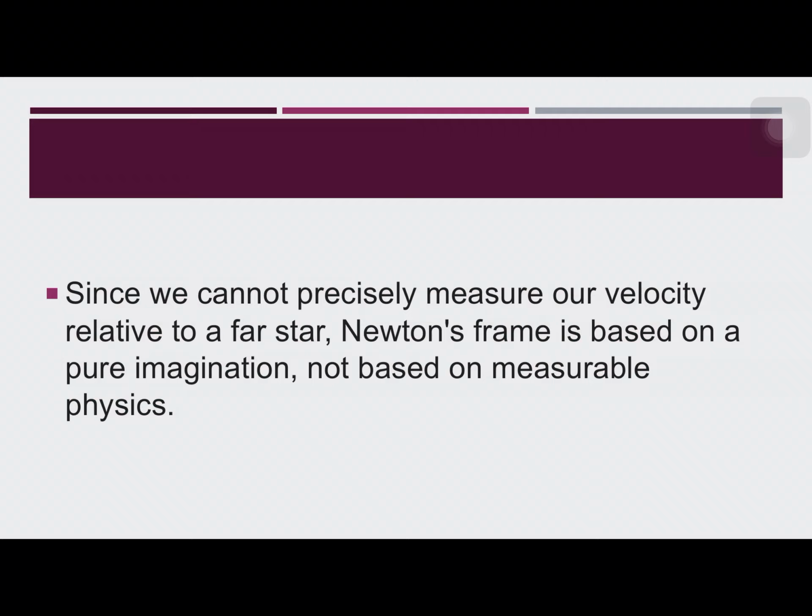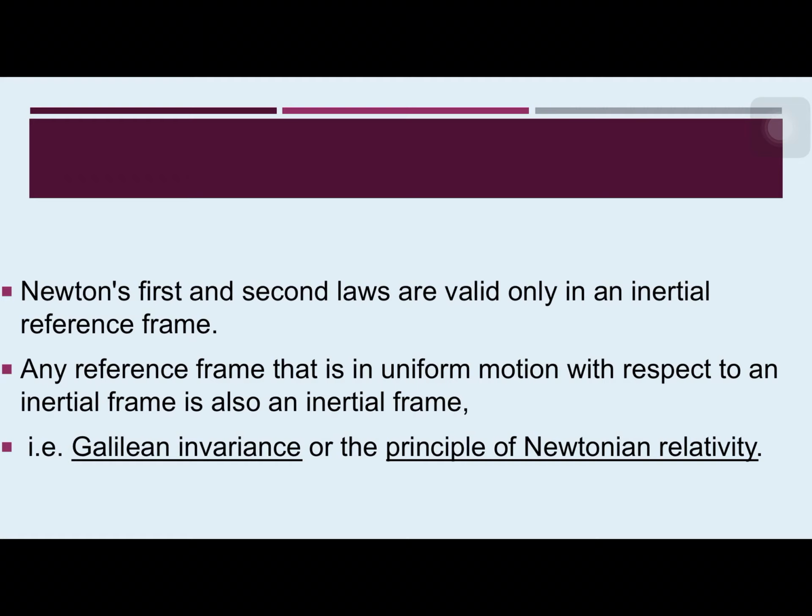See, my dear friends, this is the most important thing. Please don't get confused. It is pure imagination, not based on measurable physics. These things you will not generally get in our textbook. Please note it down. Since we cannot precisely, why? Because it is not possible to measure our velocity relative to a fixed star. Precise velocity measurement is not possible. Newton's frame is based on pure imagination, not on measurable physics.